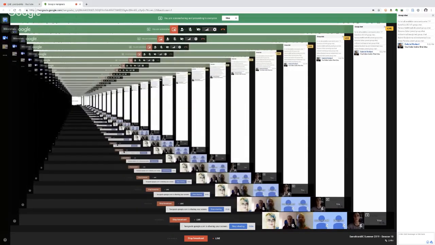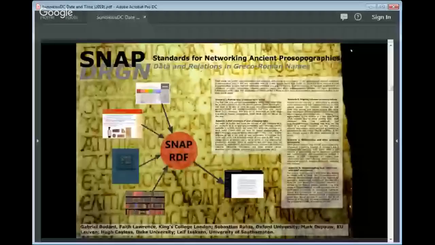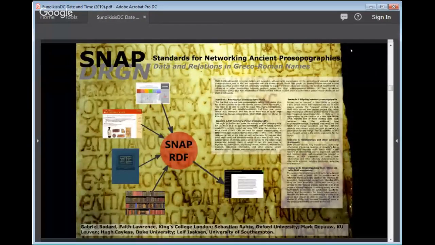Thank you, Monica. Yeah, so for this case study, I want to step away from how we encode dates to think a little bit about what sorts of dates we want to encode and what impact that has on the data. And so for this very specific case study, I'm going to be talking about decisions that were made in the discussion of the Snapdragon project, Standards for Networking Ancient Prosopographies.